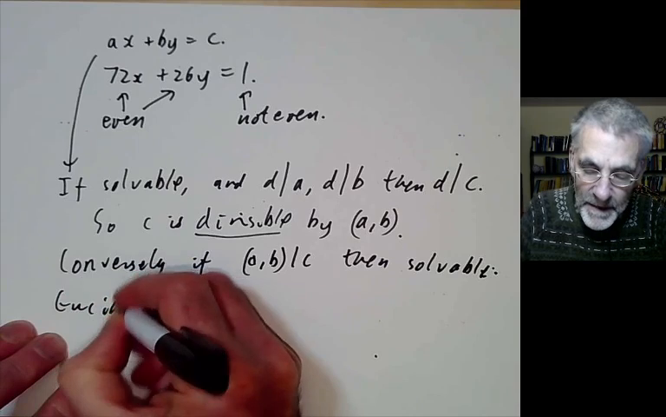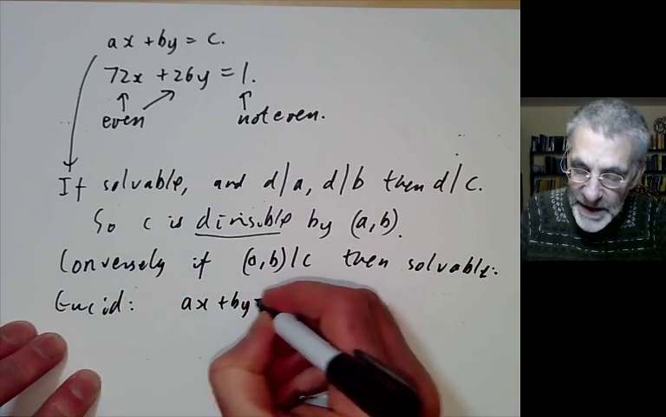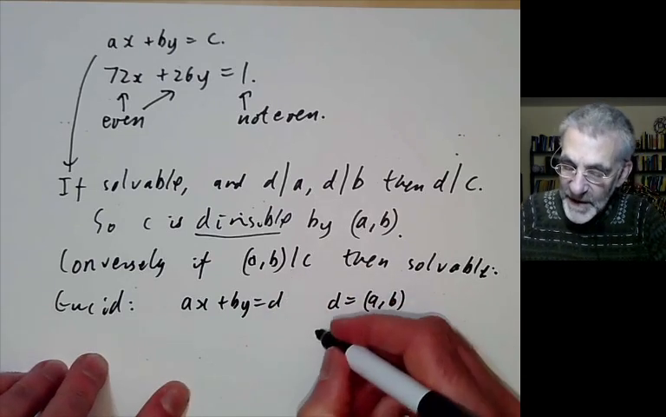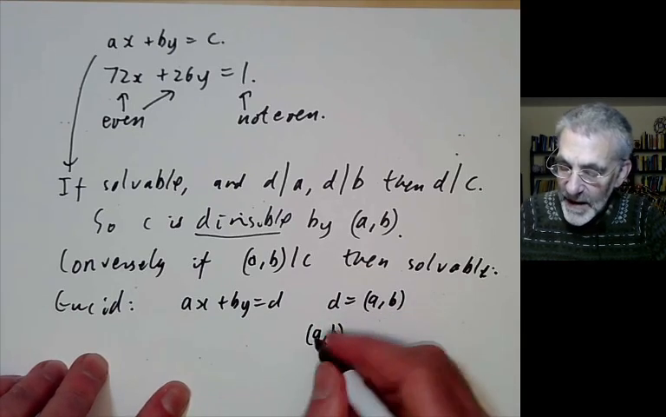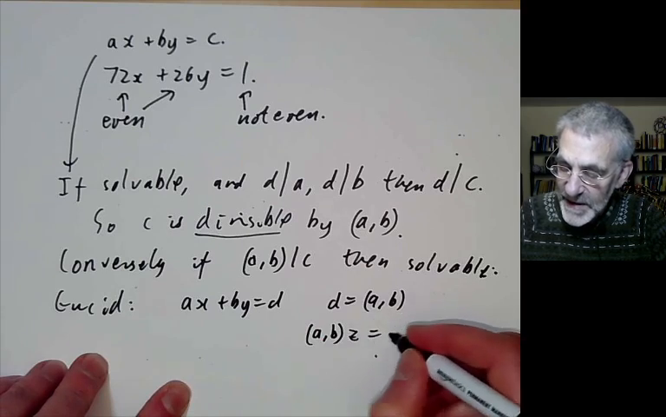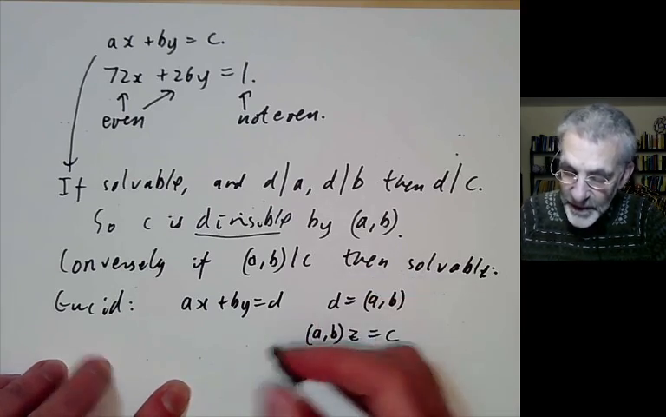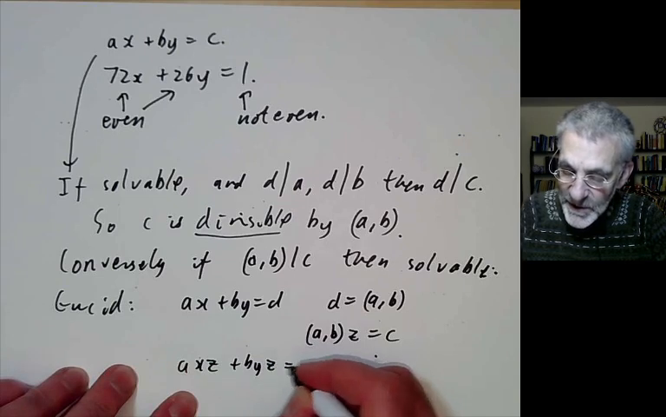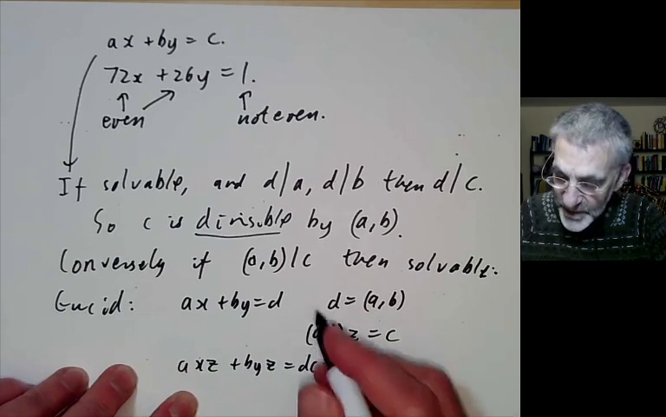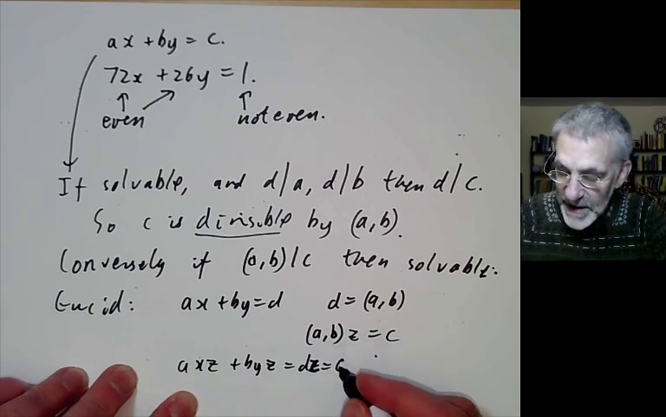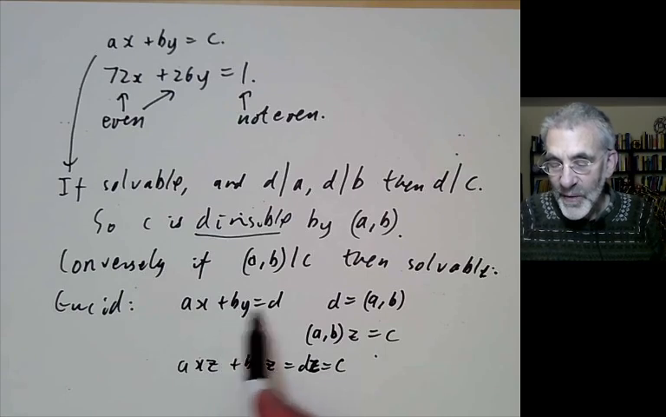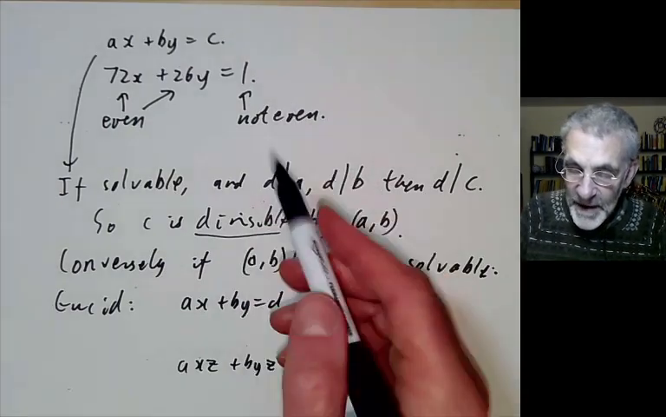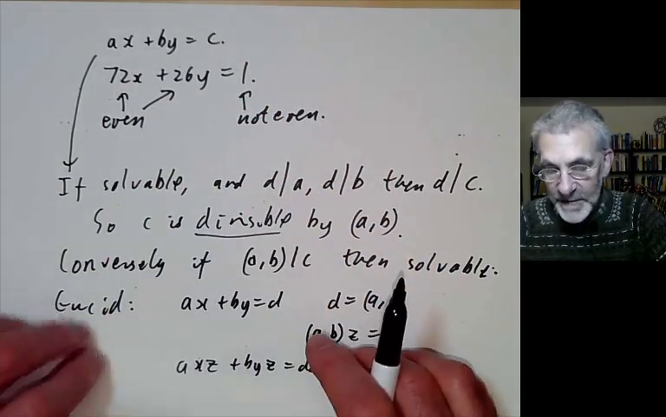So Euclid's algorithm shows that we can solve ax plus by equals d, where d is equal to the greatest common divisor. But if the greatest common divisor divides c, this means that d times some number z is equal to c. So we can just multiply this by z, and we find axz plus byz is equal to dz, which is equal to c. So if we can solve ax plus by as the greatest common divisor, which we can do using Euclid, then we can solve this whenever c is divisible by the greatest common divisor.